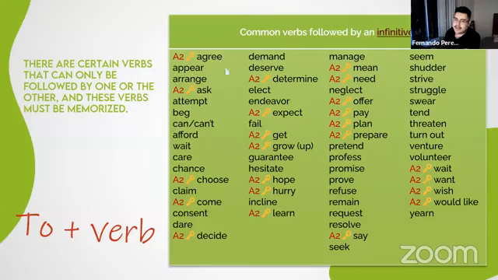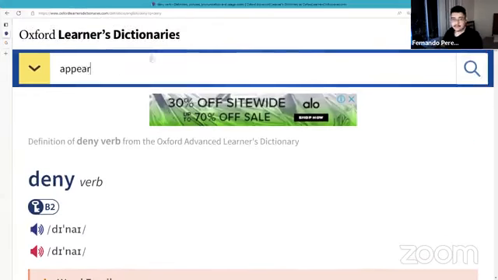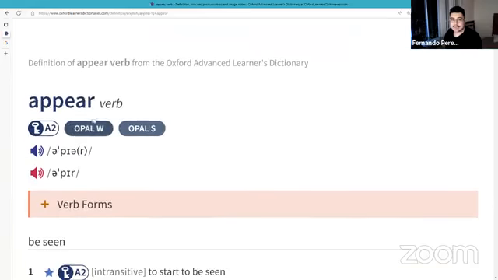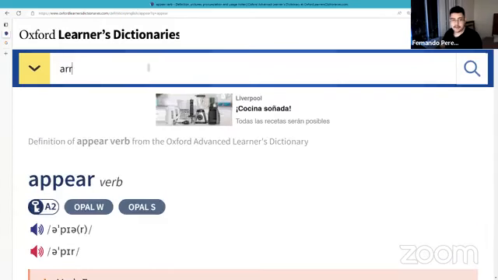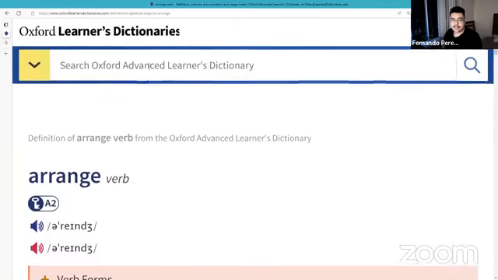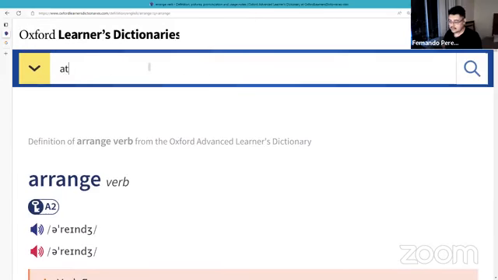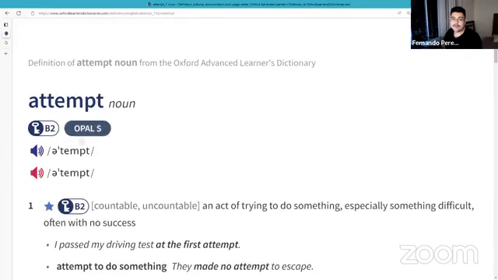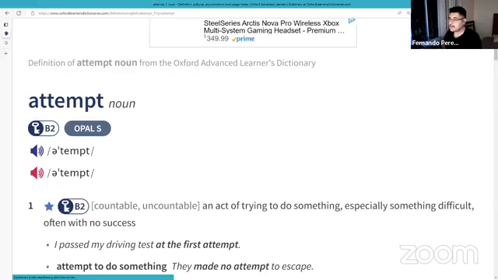The next one, I appear, for example. Appear is to have the appearance. Let me check the level of appear. Now this is A2. What about arrange? Arrange is A2. What about attempt? B2, okay, perfect. Attempt is similar to have the intention, to have the intention to do something.